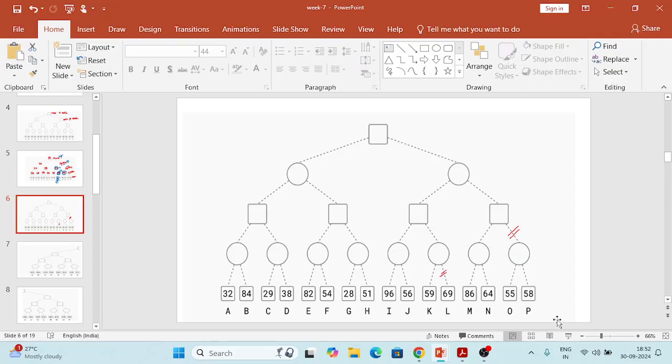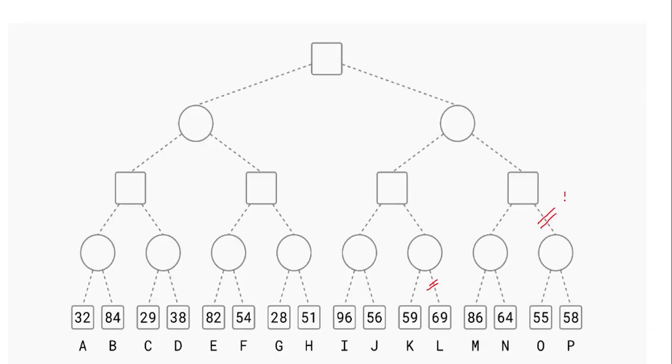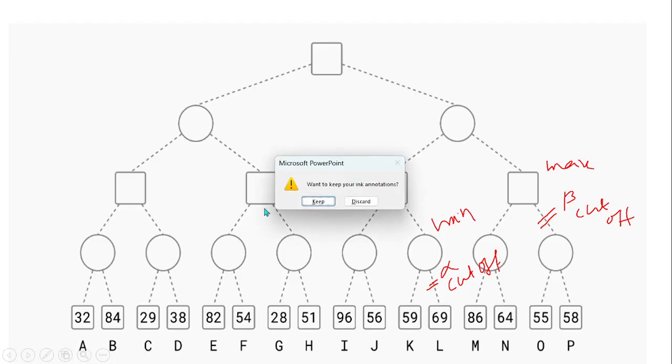Beta cutoff means that these are called the beta cutoff, pruning the children of maximum node, and these are called the alpha cutoff, pruning the children of minimum node. Okay, you need to remember that.